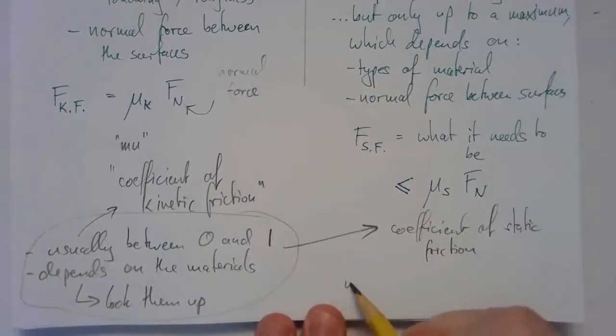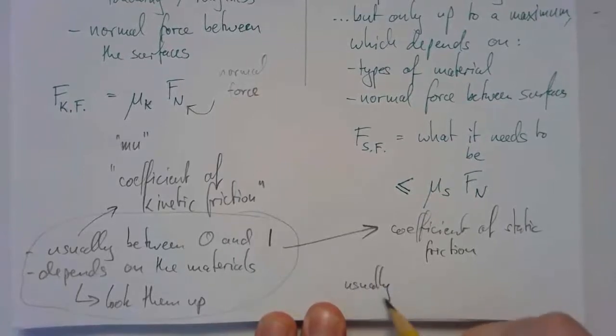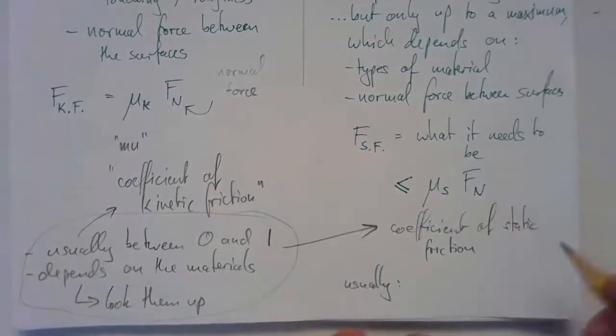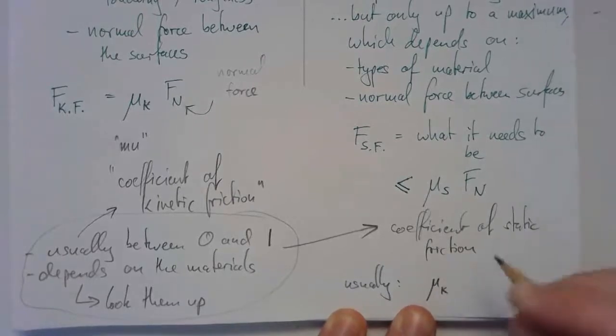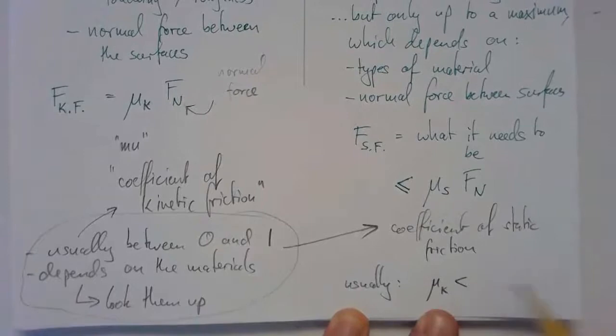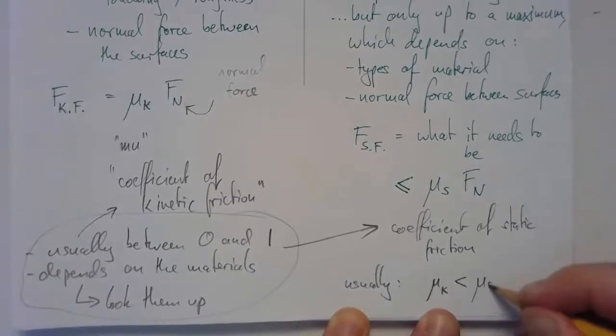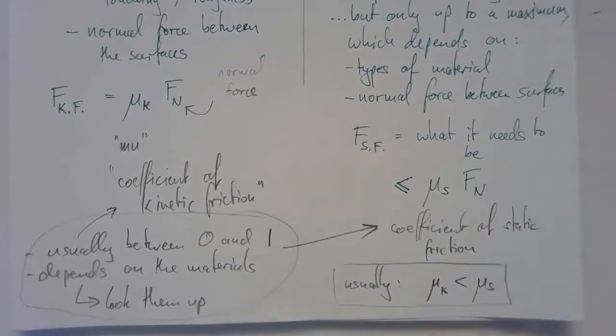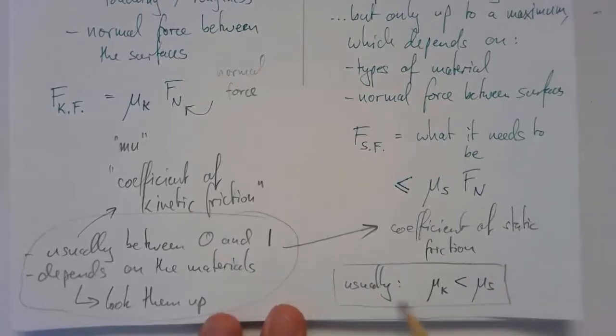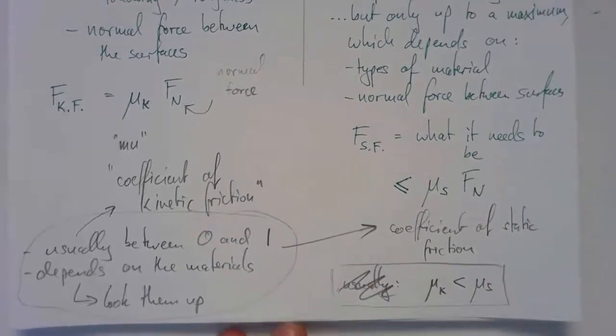But usually, pretty much always, I can't think of any exceptions here. My exception wouldn't really make sense. The coefficient of kinetic friction is smaller than the coefficient of static friction. I mean, it kind of has to be, otherwise it doesn't make sense whether it's moving or not.